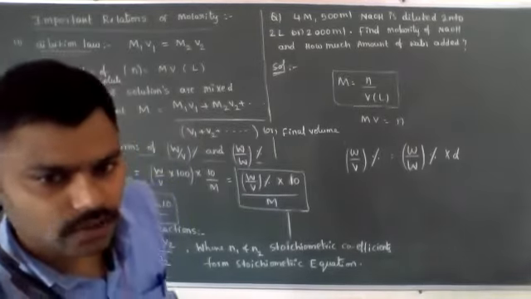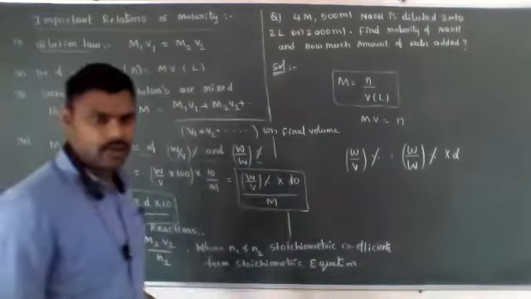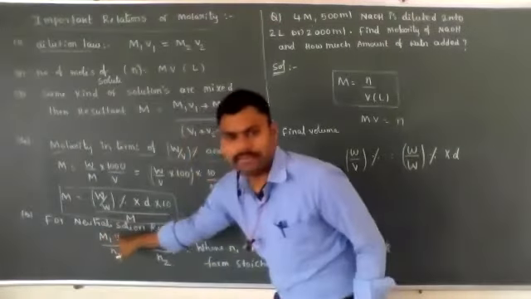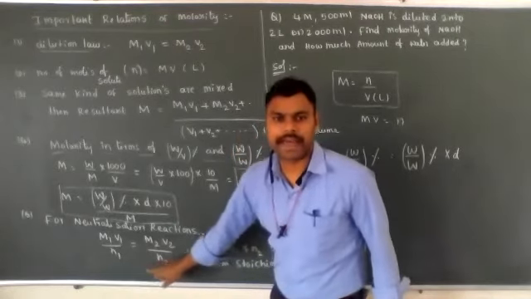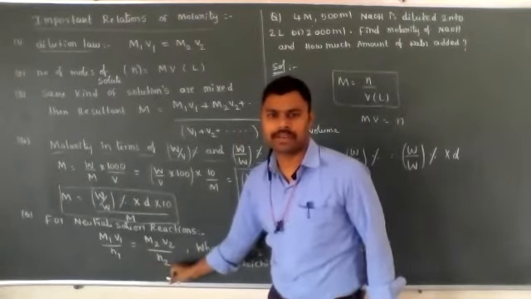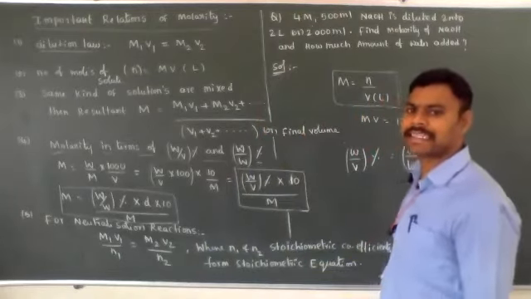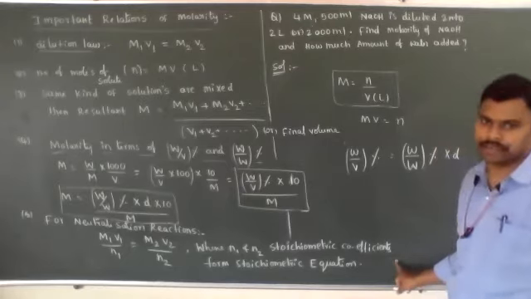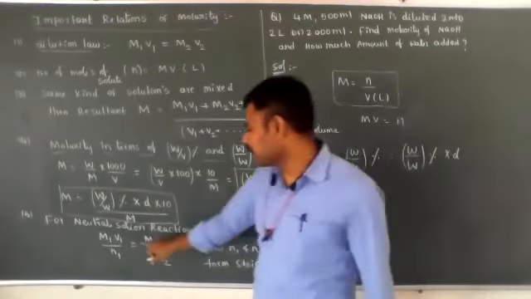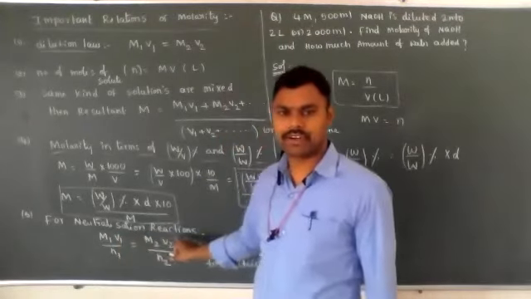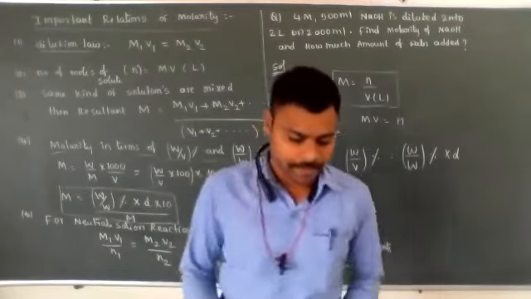Next, for neutralization, meaning when acids and bases are combined, how to solve that kind of question? The relation is M1V1 by N1, for acid, is equal to M2V2 by N2, where N1 and N2 are not numbers of moles. N1 and N2 are the stoichiometric coefficients in the balanced equation. So one more relation is M1V1 by N1 is equal to M2V2 by N2.